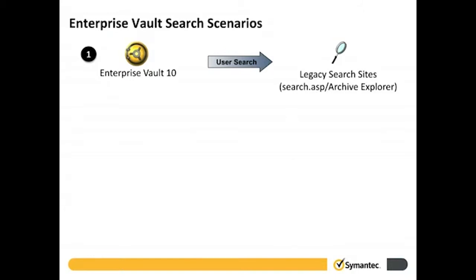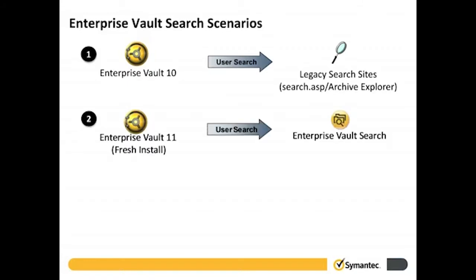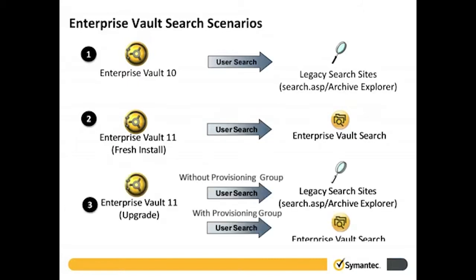Here are the different scenarios on how an end user will get the different search sites. With Enterprise Vault 10, the users have access only to the legacy search sites, Browser, Integrated, and Archive Explorer. With a fresh install of Enterprise Vault 11, users get access to the new Enterprise Vault Search. With an upgrade of Enterprise Vault 11, the users continue to have access to legacy search sites by default. Only when you create a new provisioning group does the search site get upgraded to the new Enterprise Vault Search.